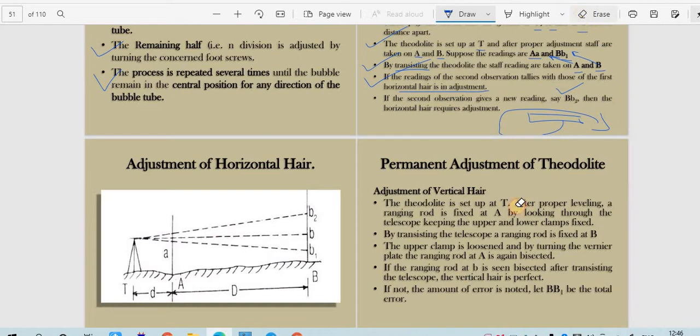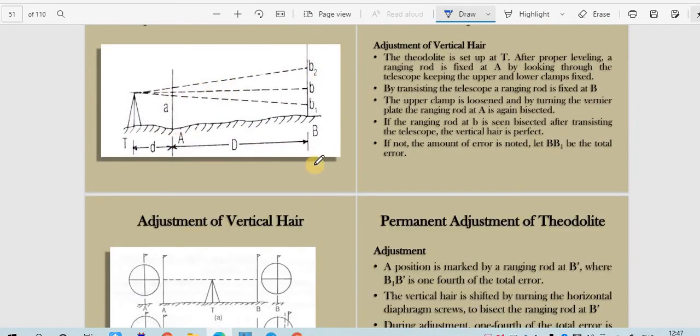Okay, if it is not, suppose the second observation gives you a new reading. Suppose these readings are not matching, this A is not matching, this B1 is not matching, and the reading is coming out to be B2. Then the horizontal hair requires an adjustment. So if these readings differ, you will have to do the adjustment for your horizontal hair.